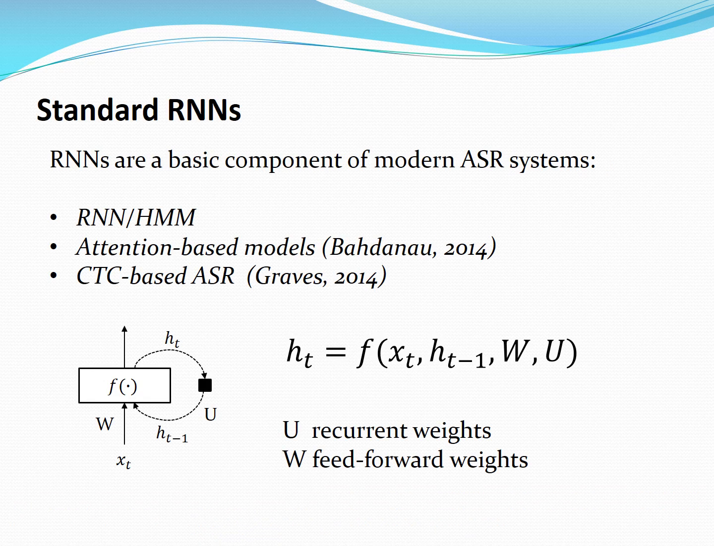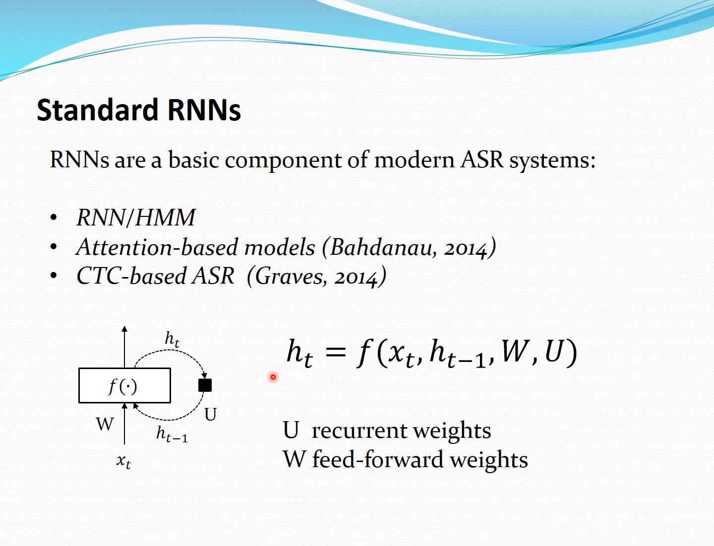Well, recurrent neural networks are actually a basic component of modern speech recognition systems. For instance, they are used a lot in the context of hybrid speech recognition, where we basically try to combine recurrent neural networks with hidden Markov models. But they are also a basic component of end-to-end systems like attention-based models or CTC-based speech recognition.